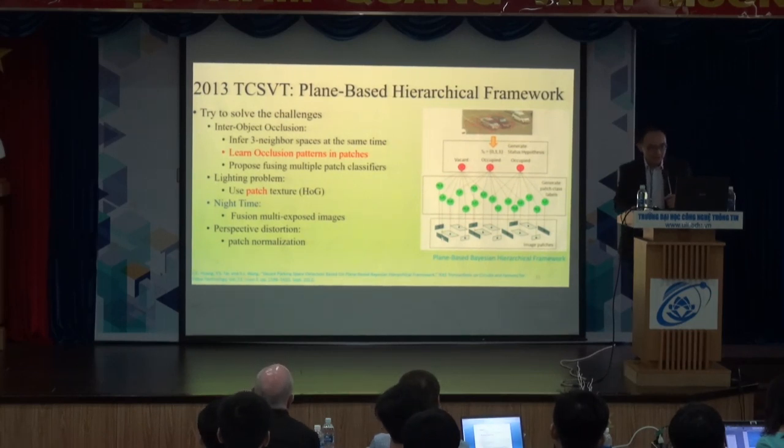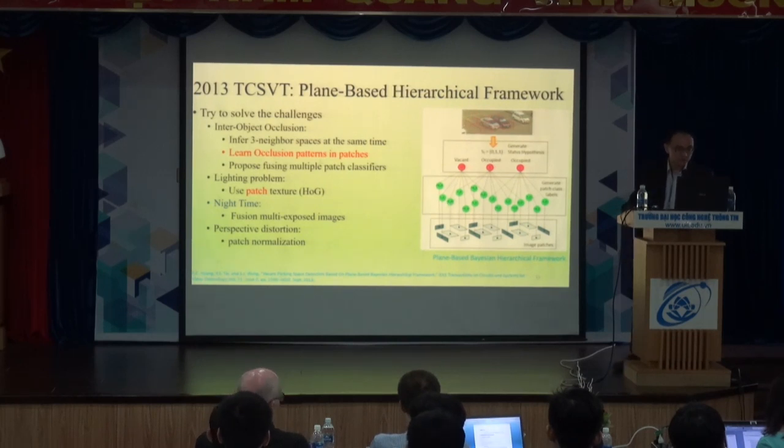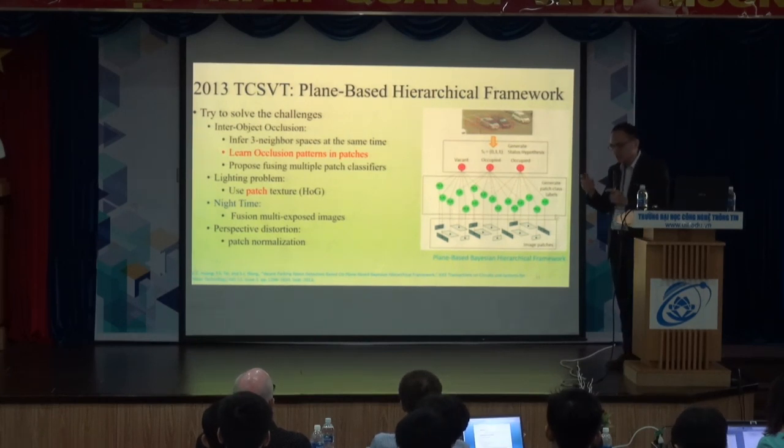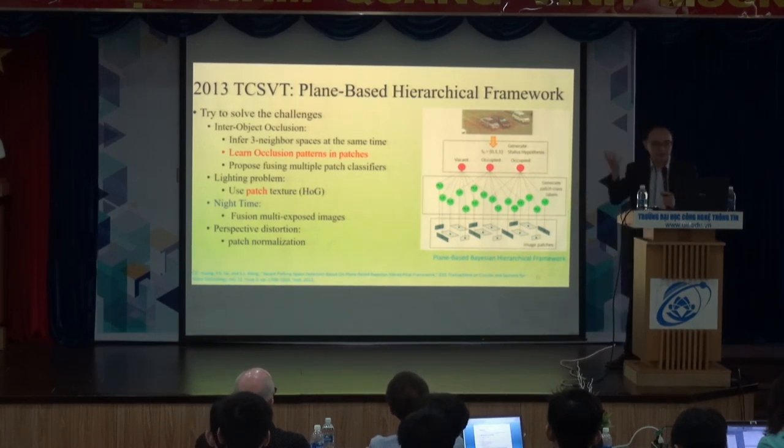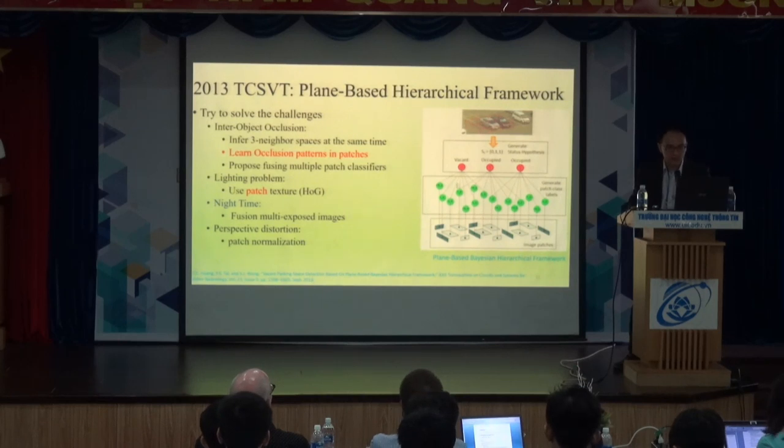So you can see for every patch, we get a feature and have a label result. Here, the label is what we call the occlusion pattern in each page. Later, we combine all of those pages. Every page has small information, and we fuse all of them in order to give us the evidence to infer the final status of these three spaces.